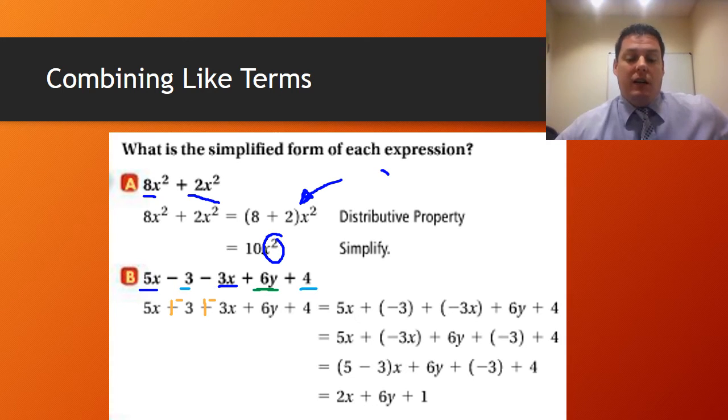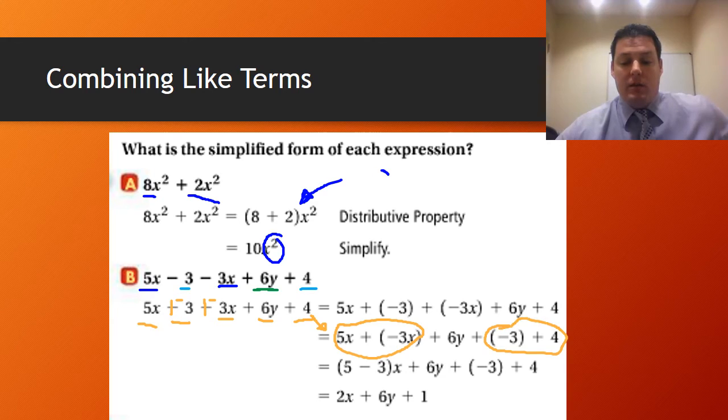Now that we've done that, we can go right into this step, which shows you what I did in a step. The second step says 5x plus negative 3x, because I'm moving things around. So I use the x's, plus 6y, plus negative 3, plus 4. Now I simplify. These two things can be combined because they're alike, and these two things can be combined because they're alike. So what I end up with is 2x plus 6y plus 1.